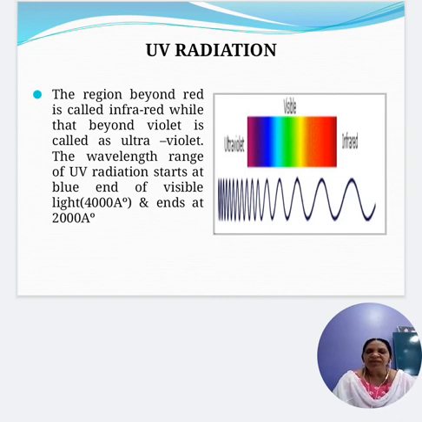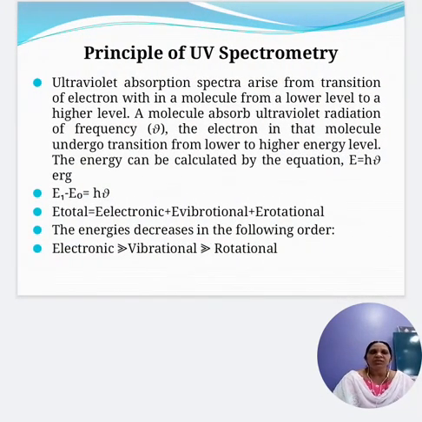So the wavelength range of the ultraviolet radiation starts at the blue end of the visible light, that is 4000 angstroms, and ends at 2000 angstroms.